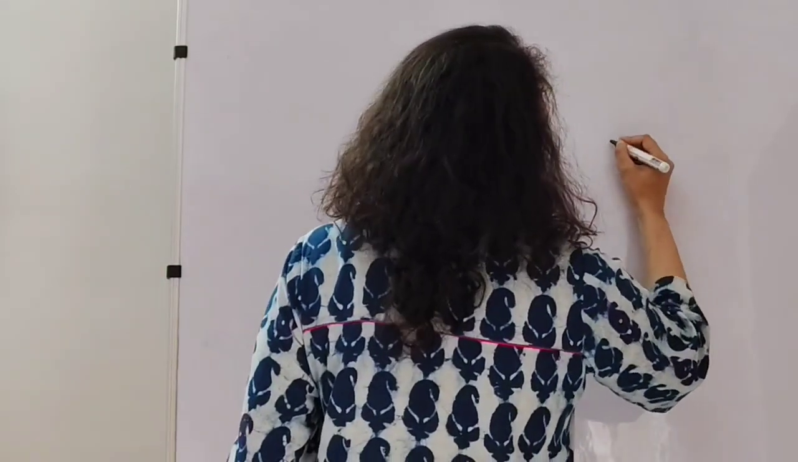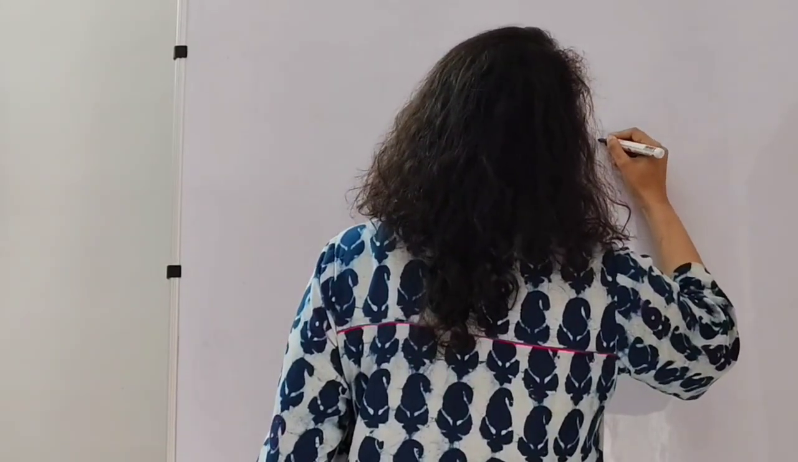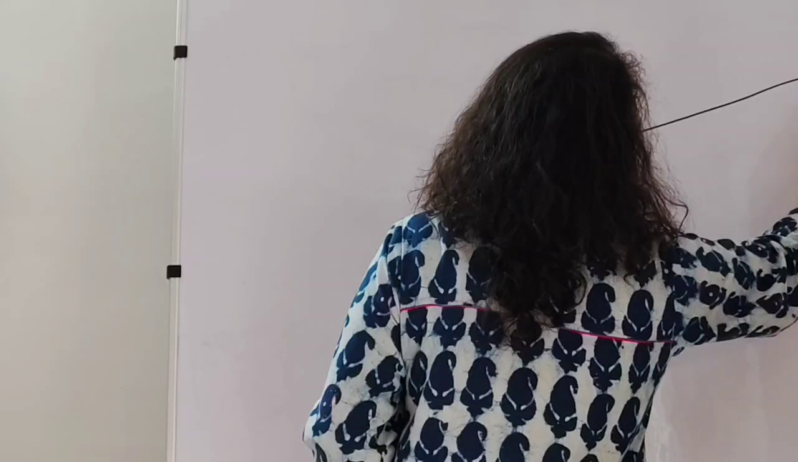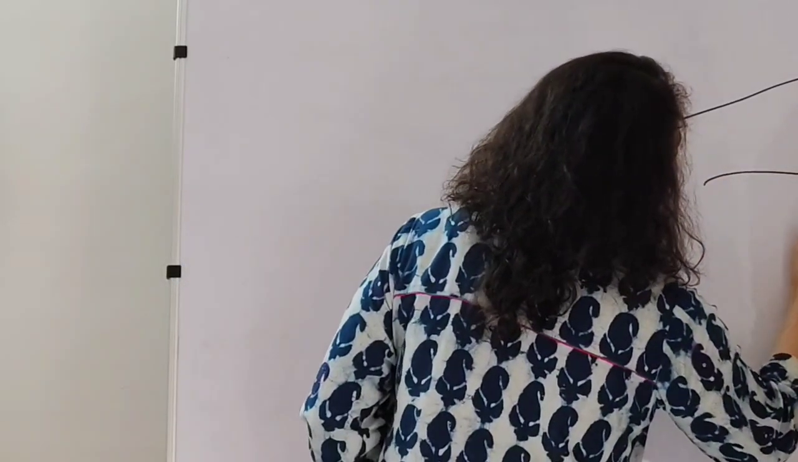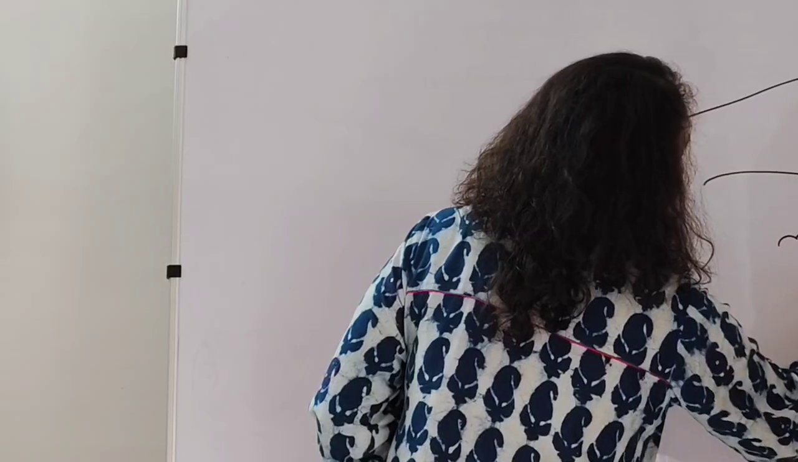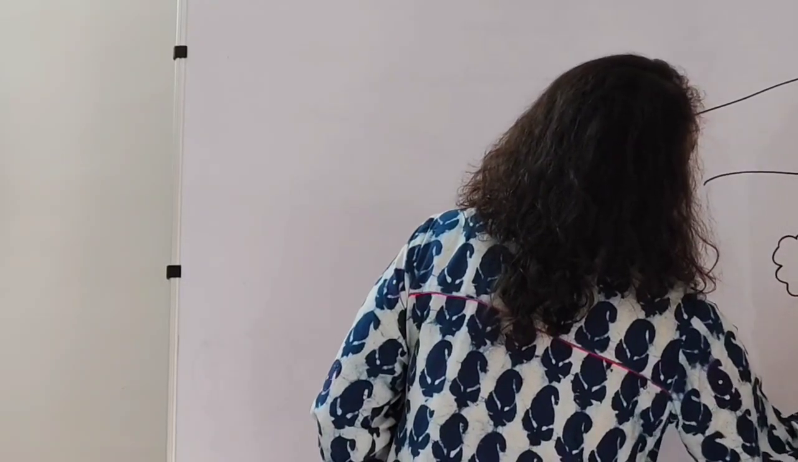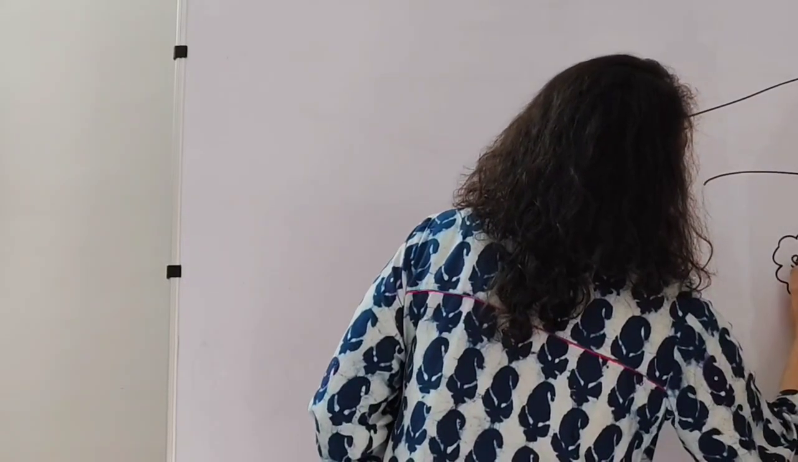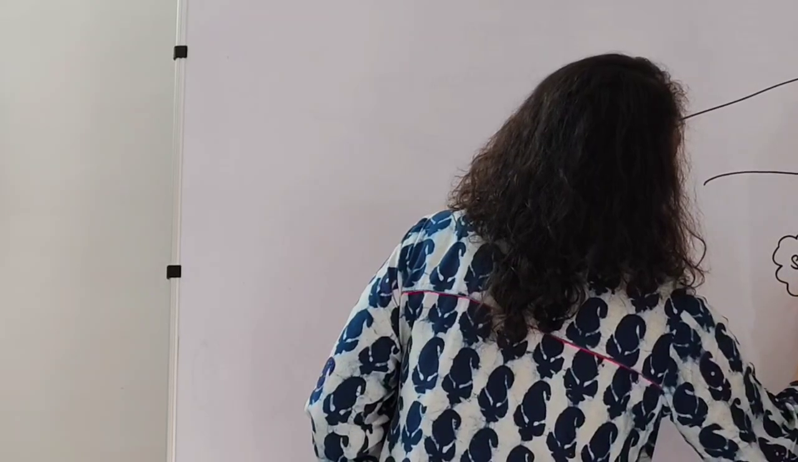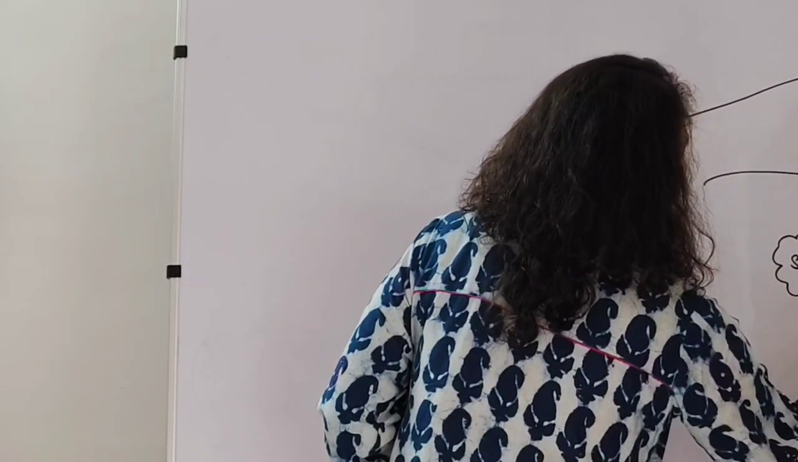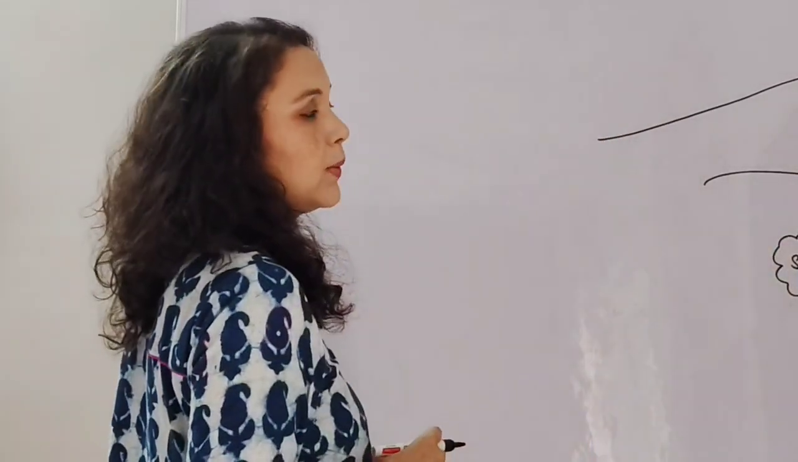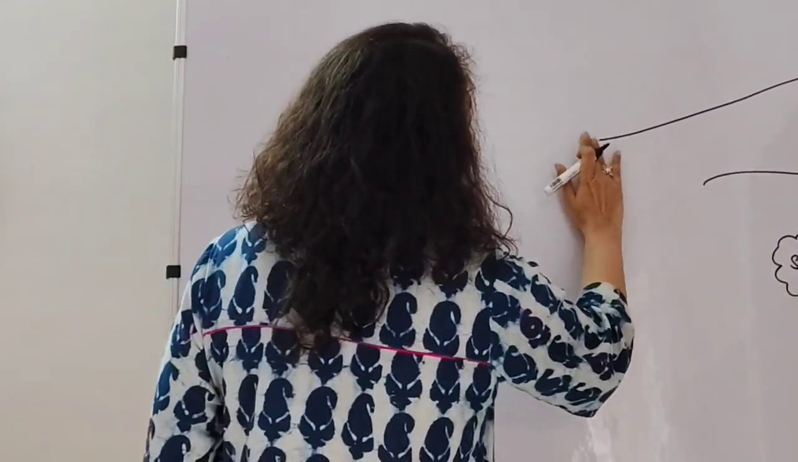So we can start it with tongue. This is the tongue. Below the tongue, there is a gland. You can give this outline to the gland. This is the sublingual gland. Sublingual gland.